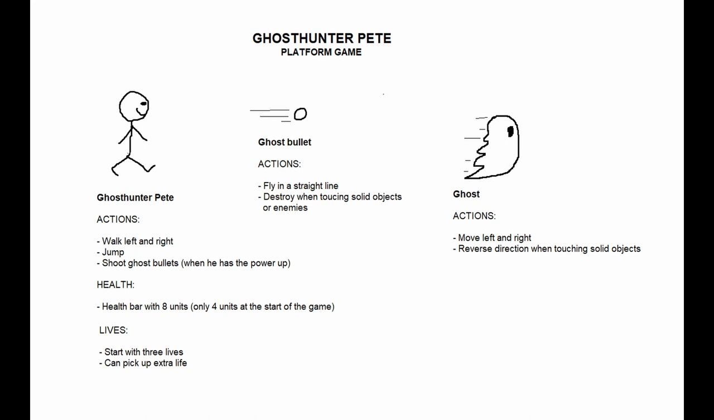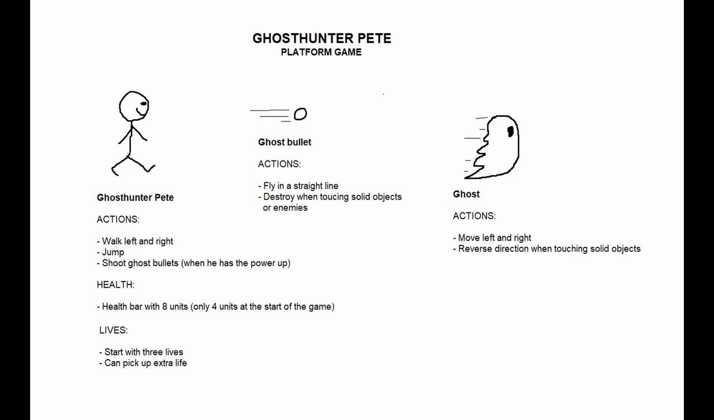So before we open up NESmaker, let's take a look at the plan first. It's always a good idea to write down as much as you can before you start making your game. So as you can see here, I've drawn 3 objects. Ghosthunter Pete, which of course is our player, and the ghost bullet, that's the player projectile, and we have our ghost here, which is the monster. So under each of these objects I've written a short description.